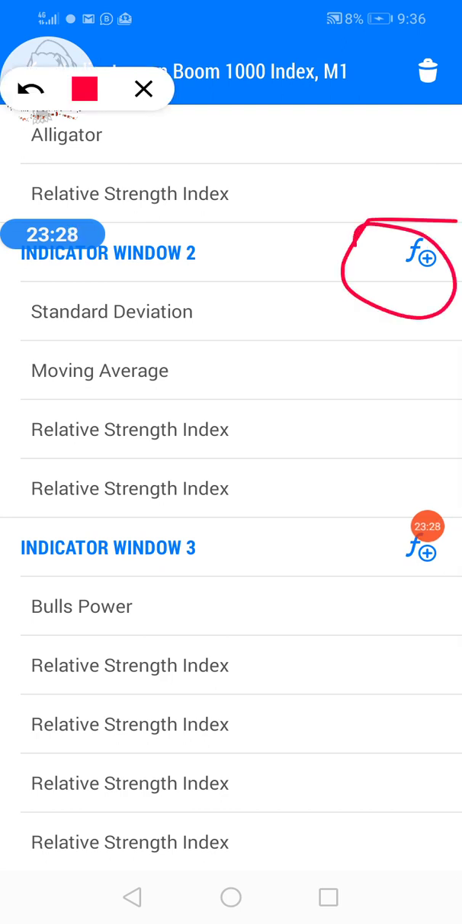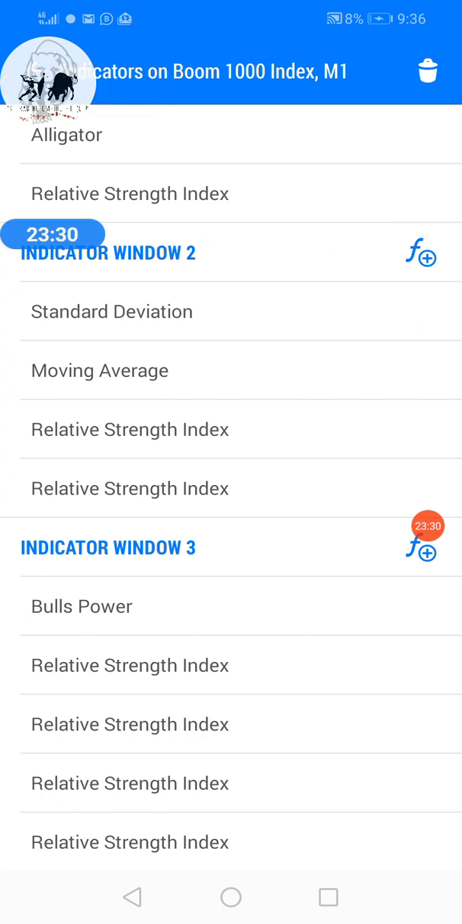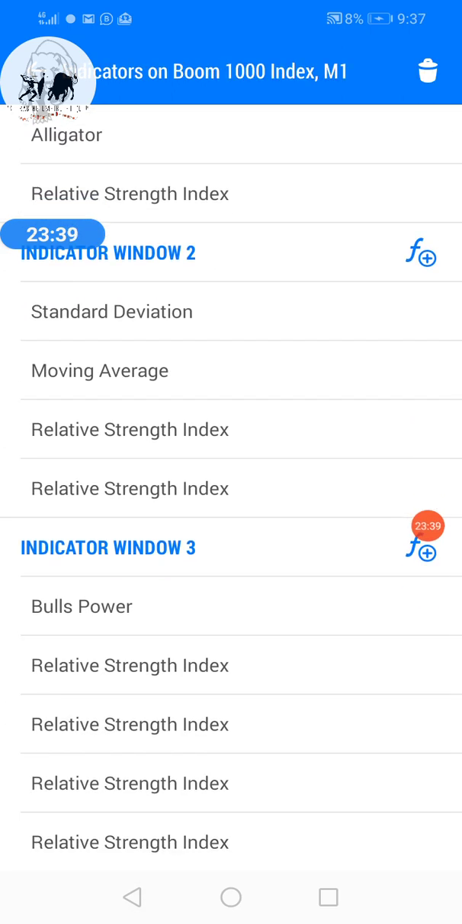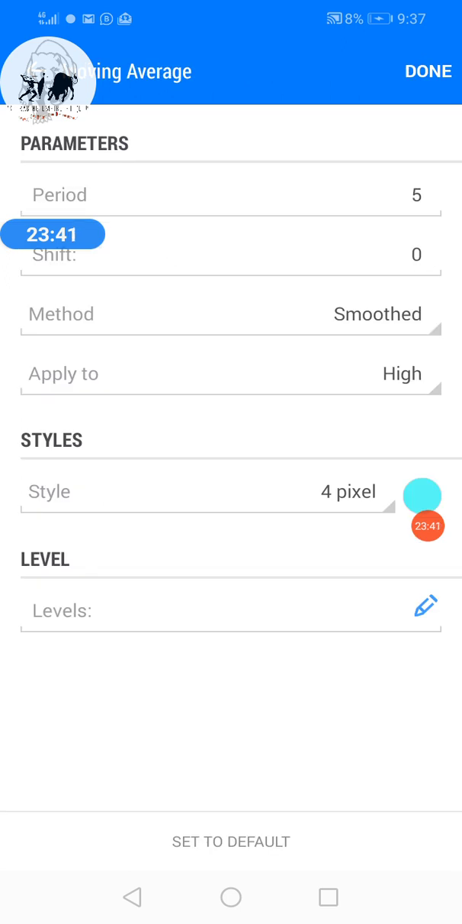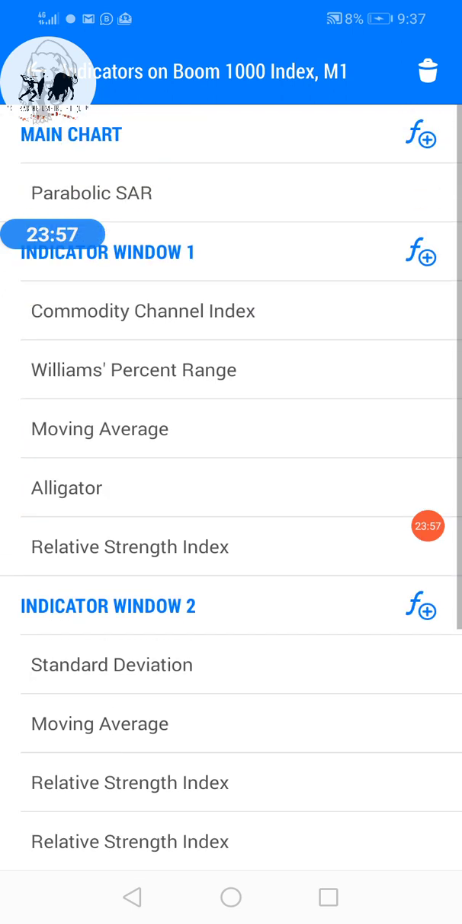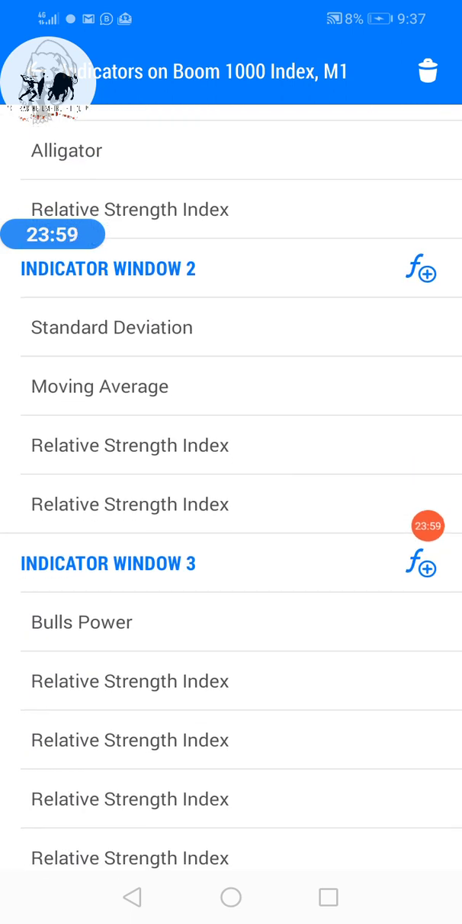So on our indicator window 2, right there, we have the standard deviation, right? The period is 2, just like this, brother. And we also have a moving average, right? This is the 5 moving average. In the video I said it was a 4. On the first one I used the 4. They actually move the same. You can put 5 or you can put 4, right?